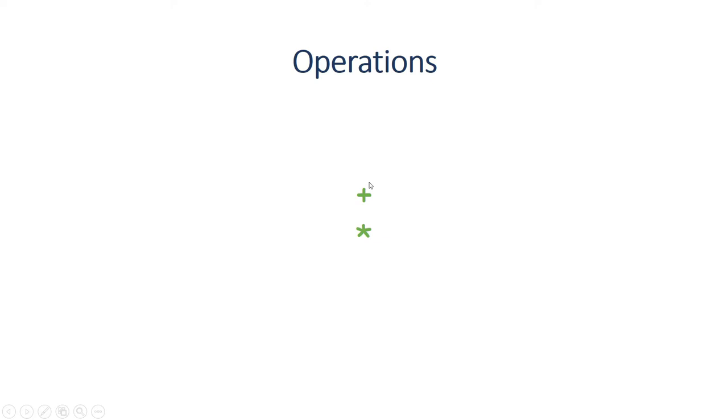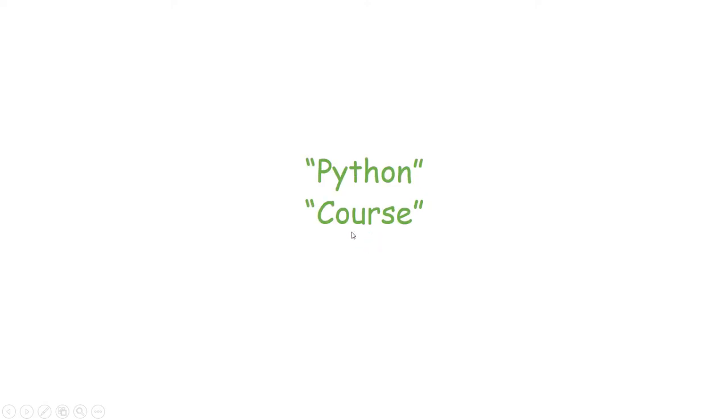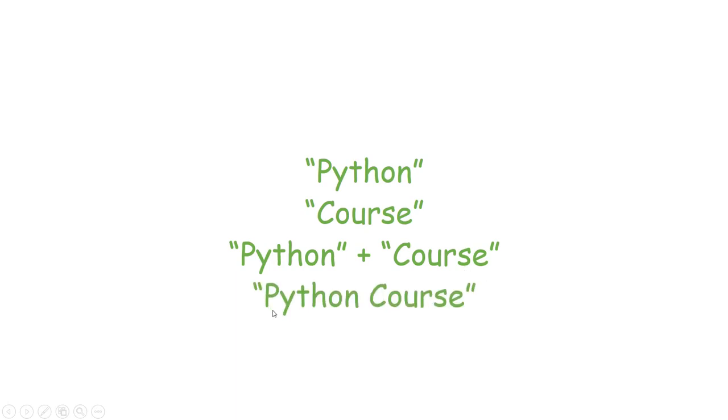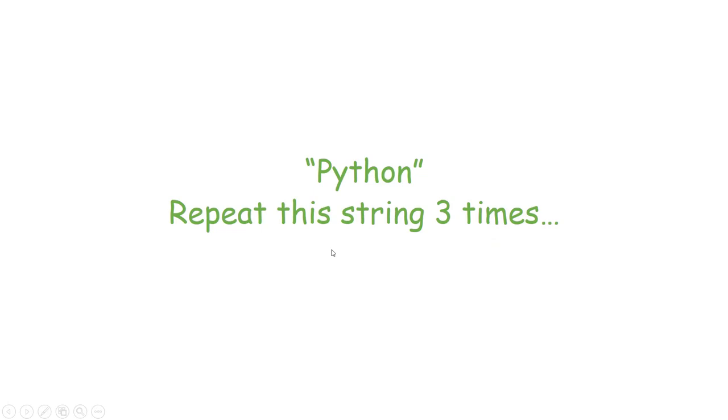Operations. We have two operations on strings, plus and asterisk. So what does plus do? Plus concatenates, or joins, two strings. As we have two strings here, Python and course, if we want to join them, I will write Python plus course. Here we will get Python course.